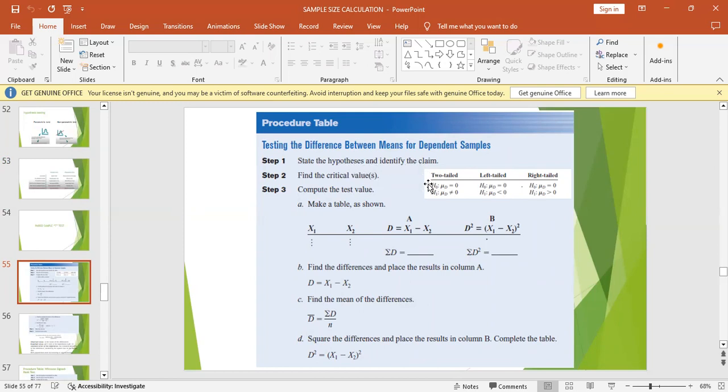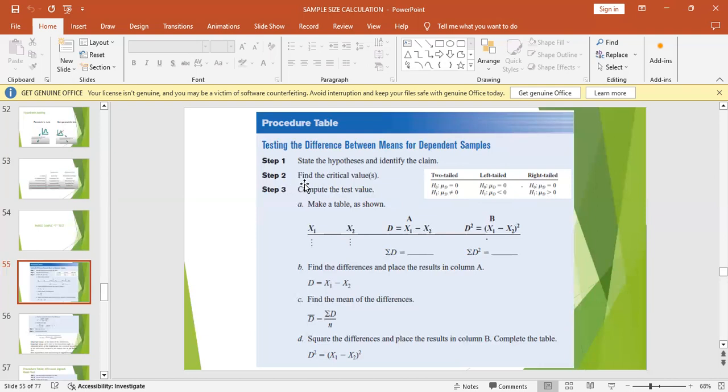We state the null hypothesis and the alternative hypothesis. The null hypothesis says that there is no difference between the two groups of the paired samples. The alternative hypothesis will state that there is a difference. It will be two-tailed, or if it says the sample mean is lesser than the population mean, then it will be the left tail, and if it is greater than the population mean, then it will be the right tail test.